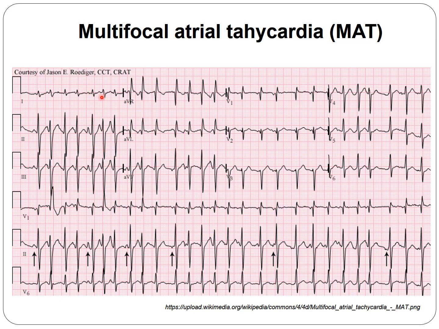The axis is normal, around 90 degrees, and it looks like a bundle branch block as well. In V1 you can see this RSR pattern, so that's an incomplete right bundle branch block, but later on when we talk about conduction abnormalities we will understand why. The arrows are pointing to the different P waves representing the multifocal origin.